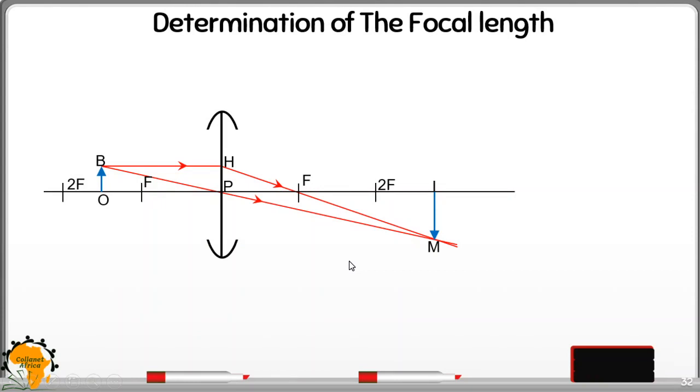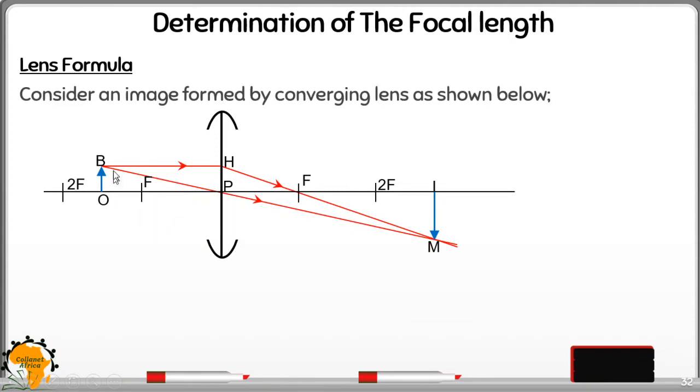Then we have the next method, using the lens formula. I want us to consider this image of this object. We have an object OB, that is the height. It is forming an image IM. We have the ray that is parallel passing through F, and the ray that is passing through the optical center goes undeviated, so that way you're able to locate the image.